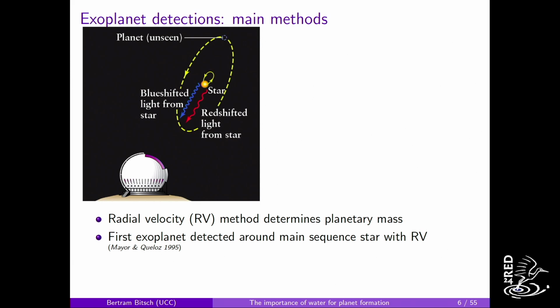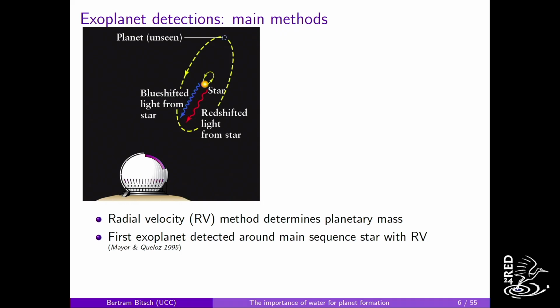There are 2 main methods for this. The first is the radial velocity method. The idea is we have a star and a planet that orbits this star. But this star-planet system does not actually orbit around the star. It orbits around its center of mass. And this basically also means the star is actually moving towards us and away from us.